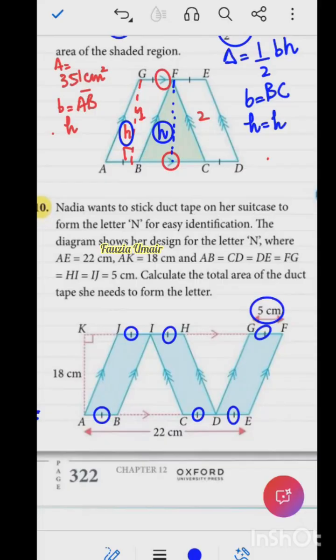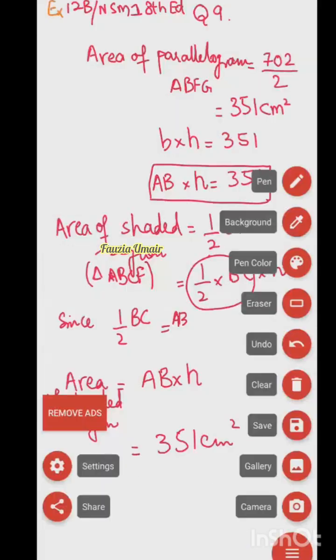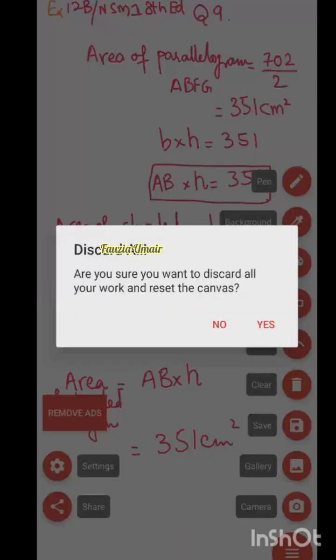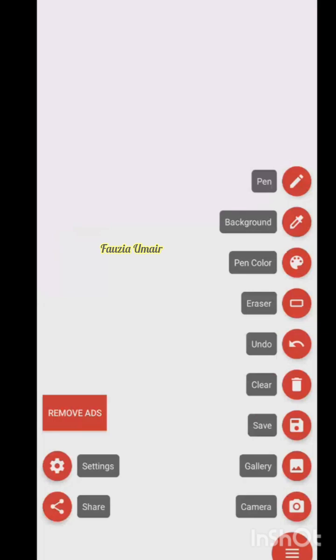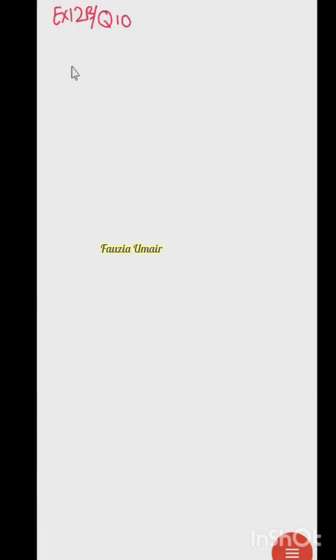I'm going to use the whiteboard for the calculations. So this is question number 10 of exercise 12B. So we will find out area of, let's say, any one of the parallelograms. Let's say I'm finding area of parallelogram ABCD.